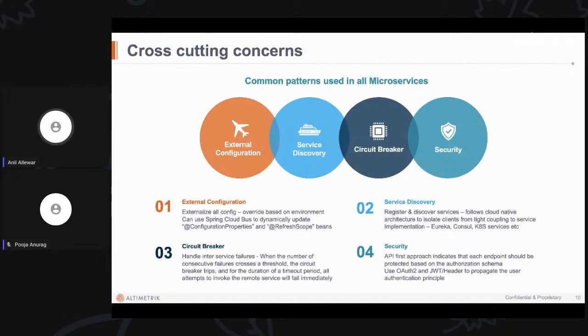Then you have service discovery. So part of the problem with distributed systems was, how do I know, because systems could come up, systems could go down? What is an ephemeral way for me to just call an endpoint, and it basically forwards me to the correct corresponding service? I don't have to worry about where that is. I don't have to know the physical endpoint, right? So that's where service discovery came into the picture, which follows a cloud native architecture to isolate that tight coupling to the service. You don't have to know where it's deployed, right?